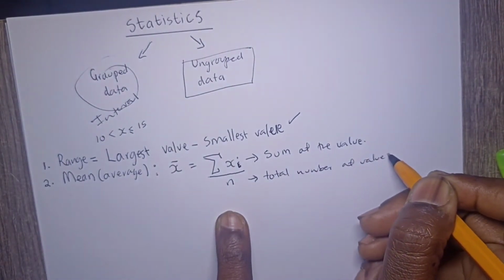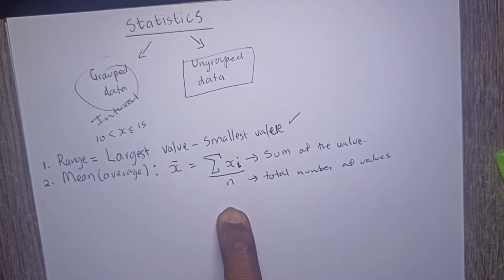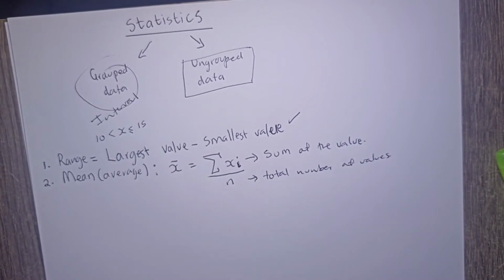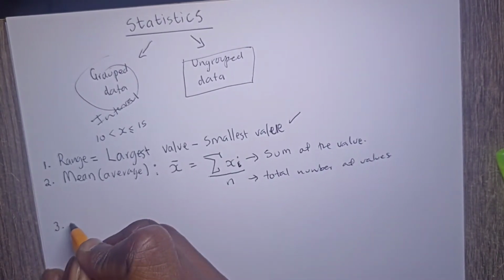So if there are 13 people, you're going to divide by 13. If there are 20 people, you divide by 20. Just like that. Nothing hectic. Let's go along.